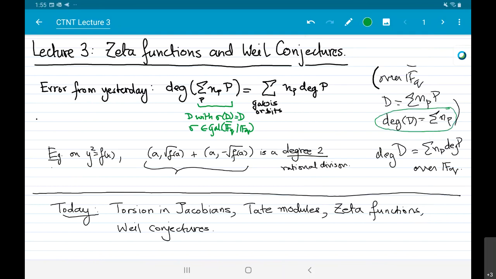So if you want to think about the degree of the divisor, and your divisor is defined over F_q, either you can ask what the degree of this is over the algebraic closure, or you can take points, divide them into Galois orbits, and then use this definition of degree. So that means in particular that this is a degree two divisor, because each of the points is defined over degree two, but it's one single Galois orbit. So P1 plus P2 is the same thing. It's a degree two divisor.